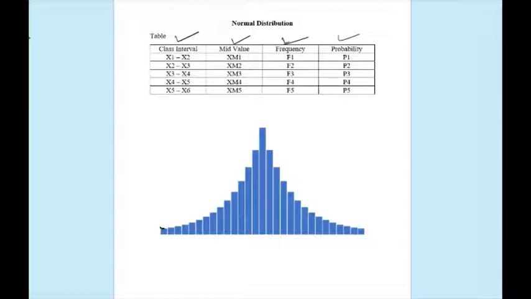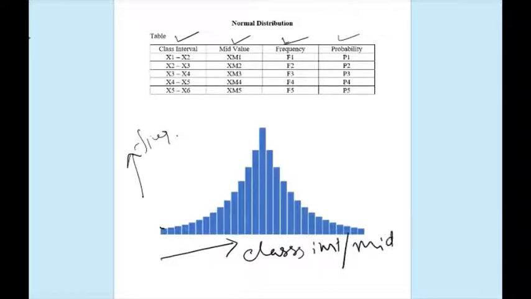Now when we plot the frequencies along the y-axis and the class interval or the mid values on the x-axis, we will get a bar diagram or a histogram like this. Now if we plot the probabilities for the respective class intervals, and we join the probabilities with a smooth curve, we will get a curve like this.